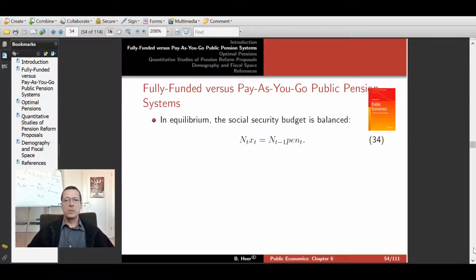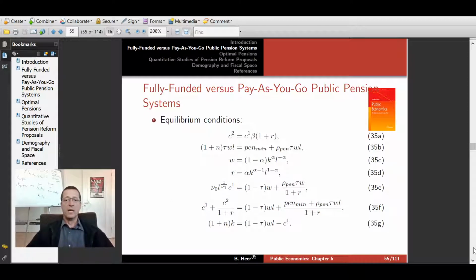So we close the model by assuming that the social security budget is balanced, so N_t x_t is equal to N_{t-1} pen_t. Remember that N_{t-1} is the number of retired people in period t, and this is equal to the number of young people in period t minus 1. So their aggregate pensions must be equal to the aggregate contributions, and the aggregate contribution is the number of workers, N_t, times their individual contribution, x_t.